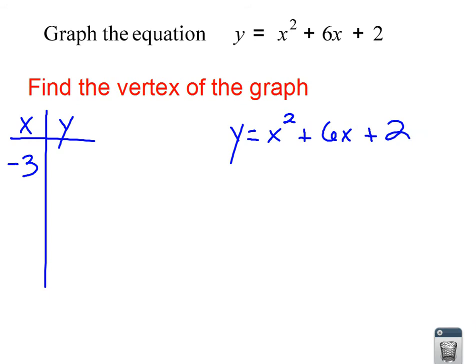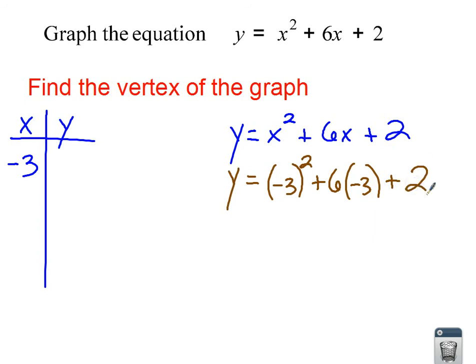And now we do our substitution. So y is equal to whatever the x is. We'll put it in parentheses because of that. These negative signs are tricky. So -3, that value inside is going to be squared, x squared, plus 6 times that x. Well, that x was -3, we stated. And then we bring down our +2.